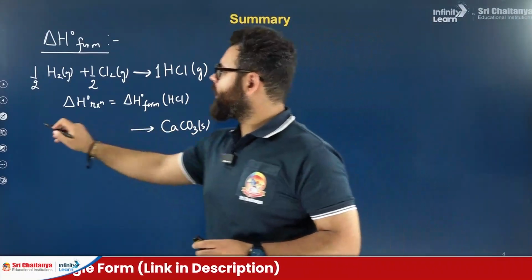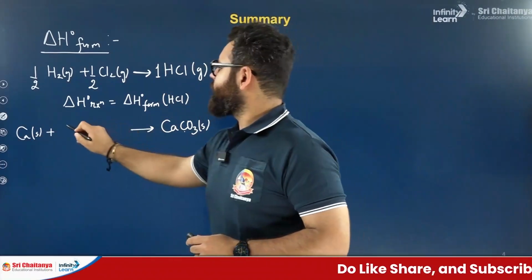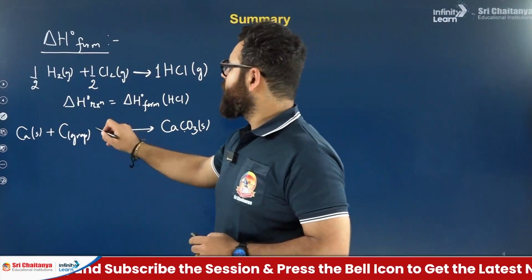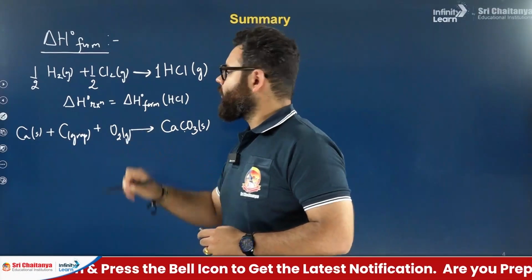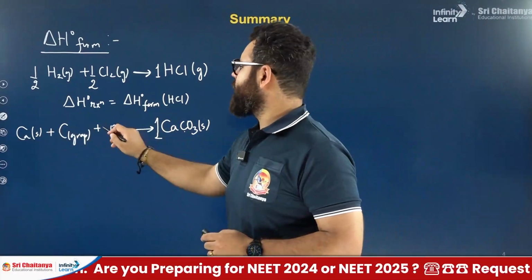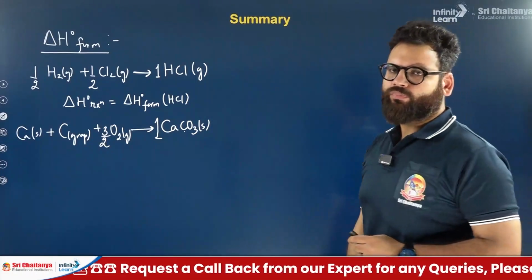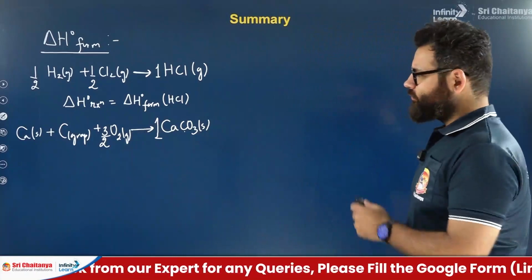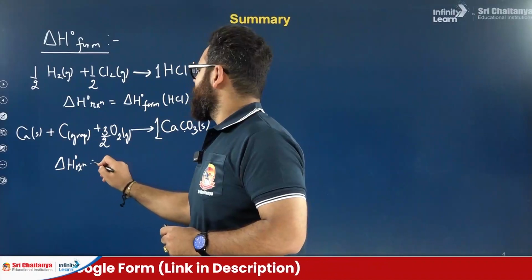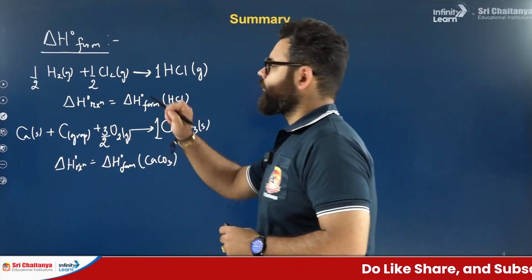Calcium would come from calcium solid. It is the most stable state of calcium. Carbon, I told you, it has to be graphite. So, I will take carbon graphite. Don't write carbon gas, it is graphite. G means graphite. Plus I will take oxygen gas. For the formation, this must be 1 mole. So I'll balance it out. 1 calcium, 1 carbon, 3/2 O2. This reaction will be the formation of CaCO3. I hope it is clear to everyone, right? So this is about it. Delta H reaction equals delta H formation of CaCO3.